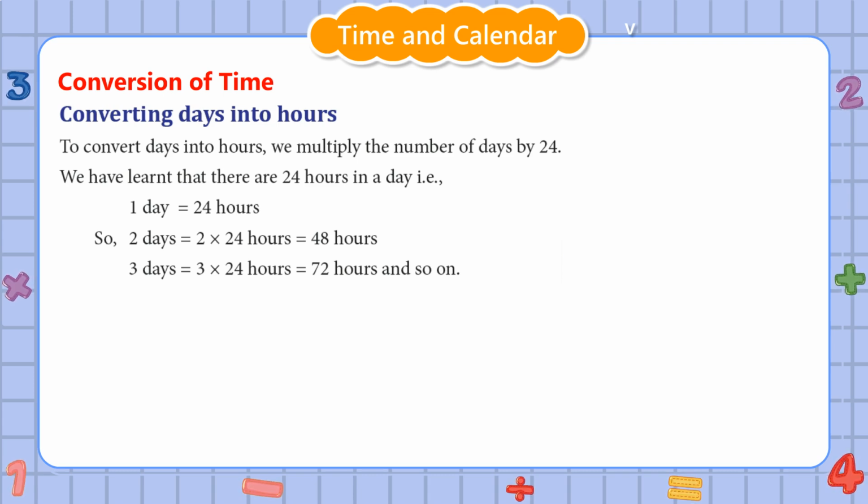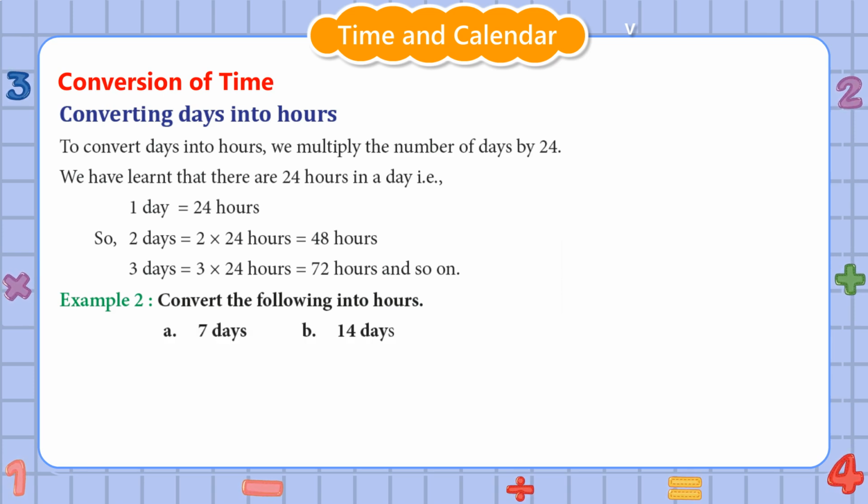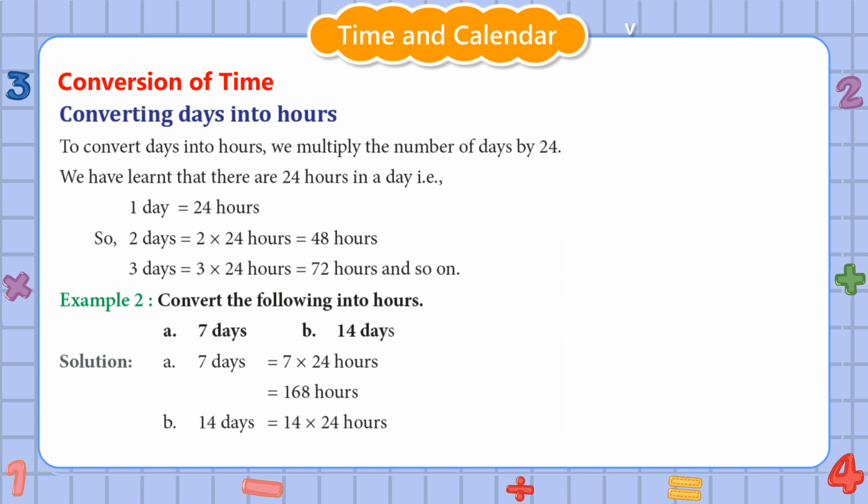It is equal to 72 hours, and so on. Example 2. Convert the following into hours. A. 7 days. B. 14 days. Solution. A. 7 days is equal to 7 multiply 24 hours. It is equal to 168 hours. B. 14 days is equal to 14 multiply 24 hours. It is equal to 336 hours.